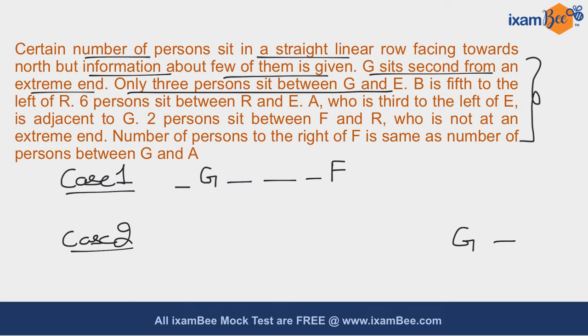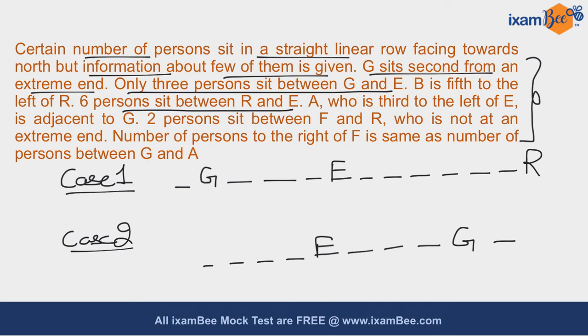If you draw in case first, you will get this particular arrangement, and for the second case you will get this particular arrangement. Now it is given that 6 persons sit between R and E. So accordingly you can draw your diagram. You have to place 6 persons between R and E. So here is your R, and in the second case you have to place 6 persons between your R and E. So this is your second case.